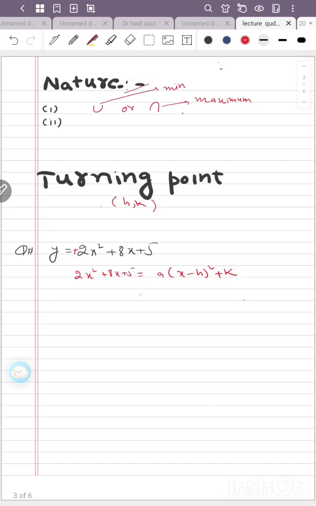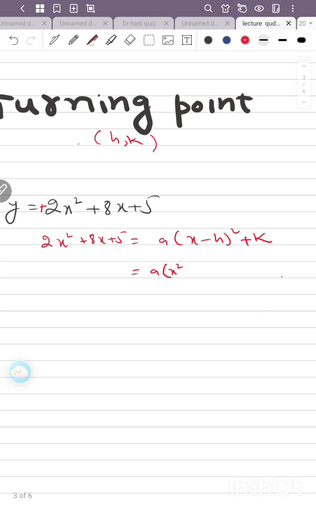Now we have to open the identity. Let me zoom in so you can easily see this one. a(x squared minus 2xh plus h squared) plus k. On the right side you have the equation 2x squared plus 8x plus 5. This is ax squared minus 2ahx, we have to multiply here and multiply with this one, plus ah squared plus k.